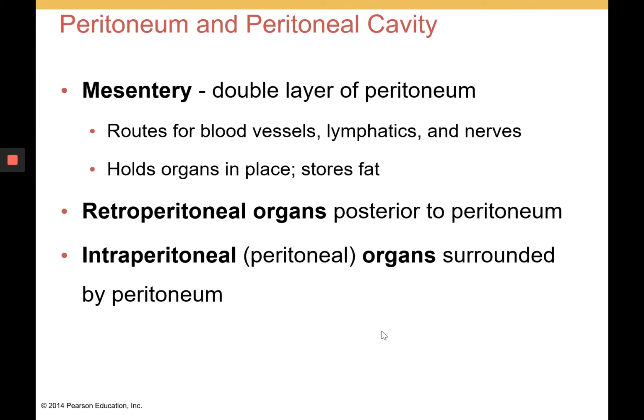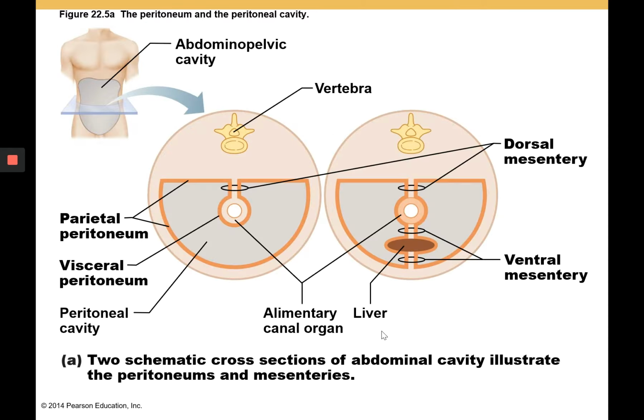Mesenteries are double layers of peritoneum. These double layers of peritoneum are great locations for blood vessels, lymphatics, and nerves to be held in place. It also holds organs in place. We find a lot of fat also inside mesenteries or these double layers of peritoneum. For example, the greater omentum is a mesentery that lays over most of your abdominal pelvic organs, and it contains a lot of fat. Retroperitoneal organs are posterior to the peritoneum. They usually have one part that is a serosa, the other part adventitia. Intraperitoneal organs are inside completely the peritoneum, so completely surrounded by this serous membrane.